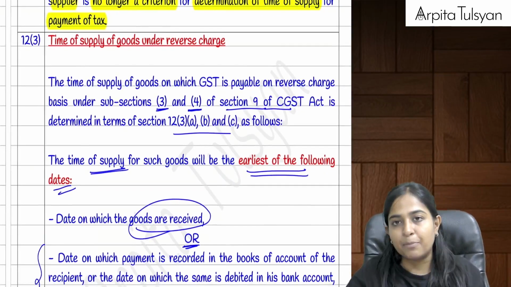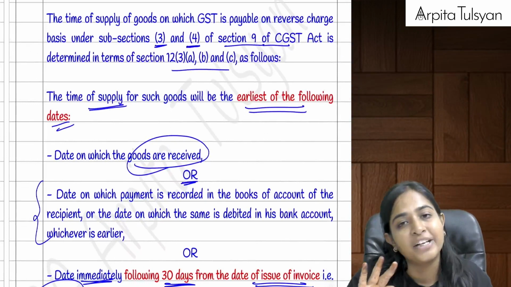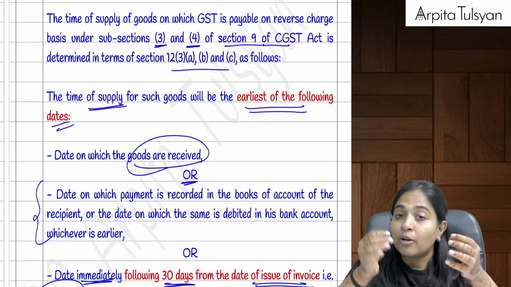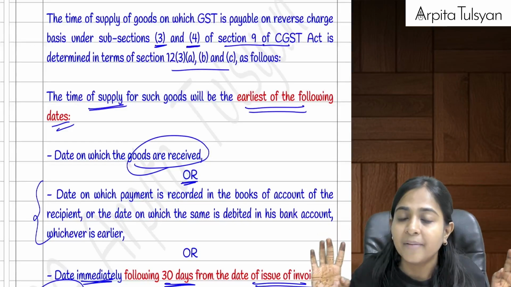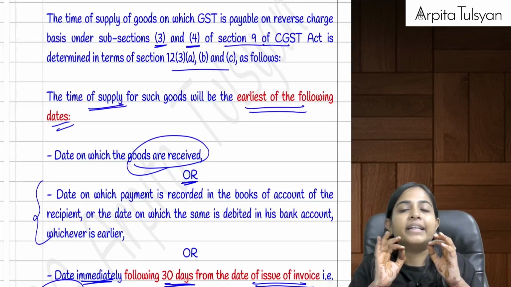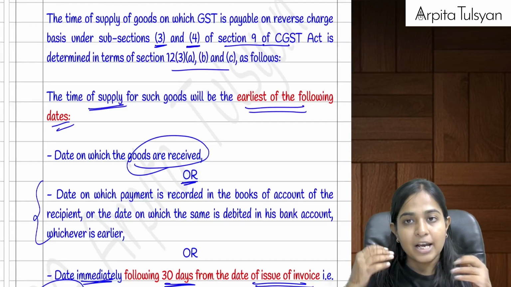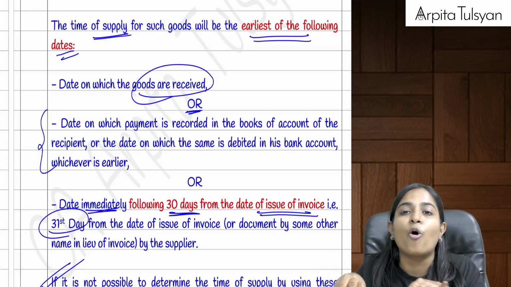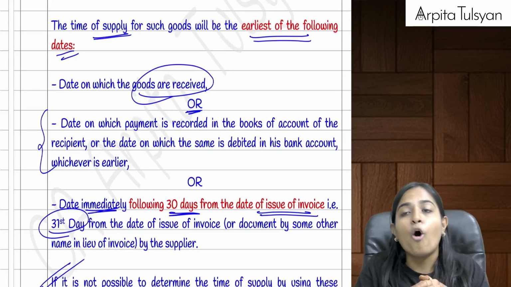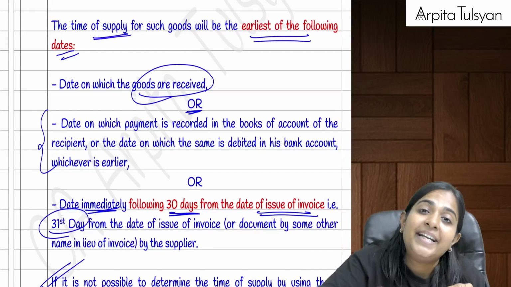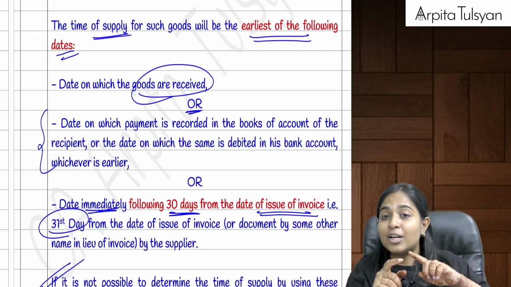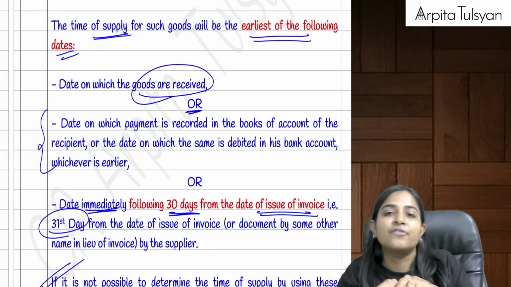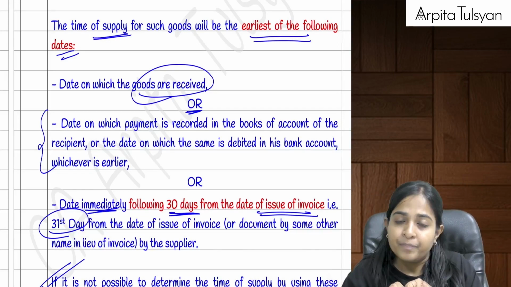Then in that case, what is going to be the time of supply? Time of supply will be earlier of 3 dates. Earlier of which 3 dates? First one, think from the recipient's point of view, reverse charge now. The date on which the goods are received by the recipient, or the date when the payment is recorded in the books of the recipient, or the date when the payment is debited from the books of the recipient. We had done totally the opposite in case of 12-2 because that was from the supplier's point of view. Now this is from the recipient's point of view. Are you clear with this?